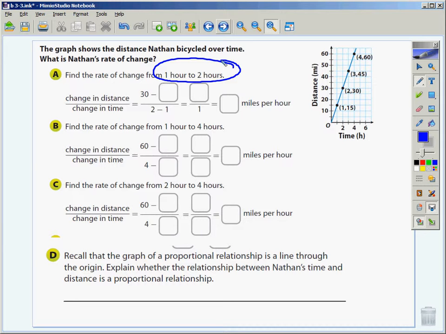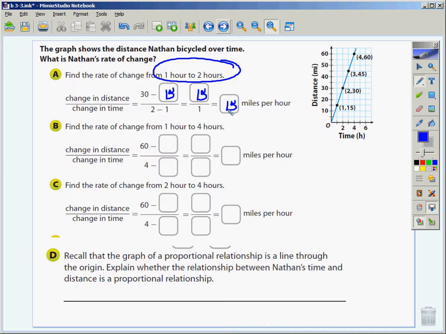Part A, it says, find the rate of change from 1 hour to 2 hours. Well, if I come over to my graph, 1 hour was at 15. 2 hours is at 30. So, using the formula, it's going to go from 30 minus 15, y2 minus y1, over x2 minus x1, 2 minus 1. And this is going to be 15 over 1, which is what? 15.